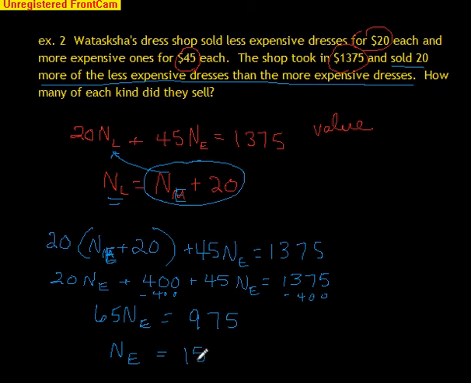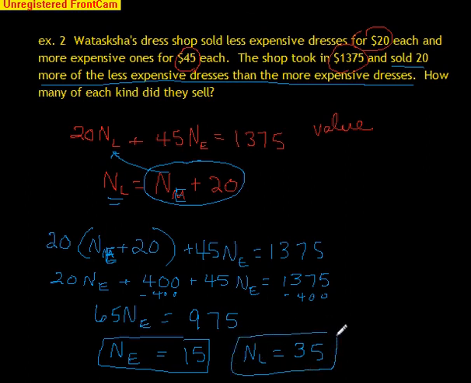15. And what are they asking for? How many of each kind? So the number of expensive dresses would be 15. So we go up here, and the number of less expensive would be 15 plus 20, which would be 35. So hopefully, despite my naming the variables two different things, you got this.